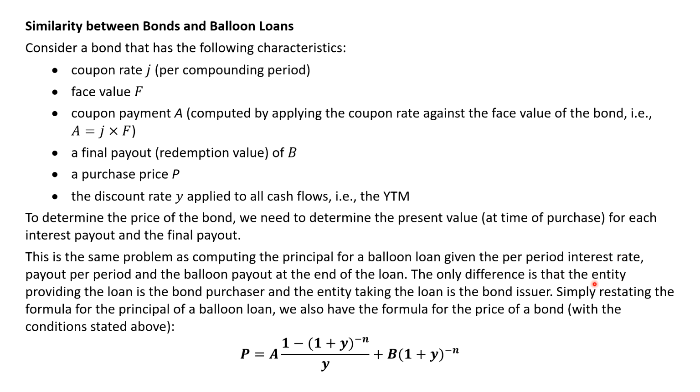In this case, with the bond, the entity providing the loan is the bond purchaser, and the entity taking the loan is the bond issuer. Simply restating the formula for the principal of a balloon loan, we have the following formula for the price of a bond. So we have Y, which is the YTM, N is the number of periods, A is the coupon payment, and B is the final redemption value. So this is exactly the same formula that we had for a balloon loan. Well, let's look at a little bit more detail into this on the next slide.